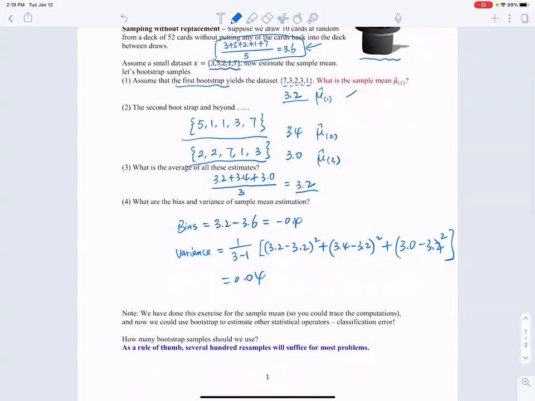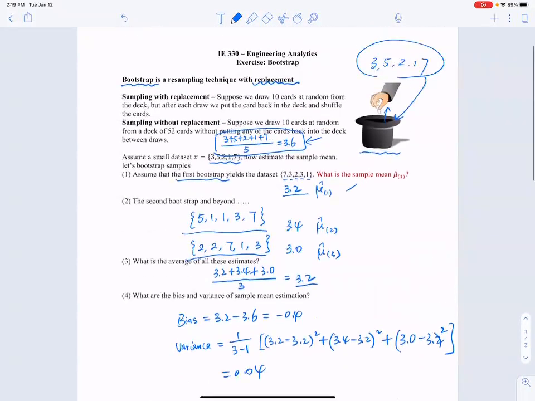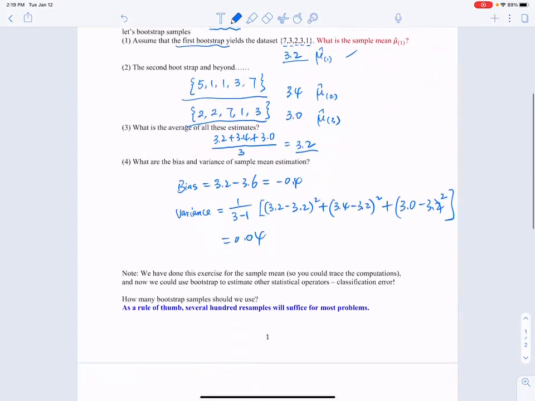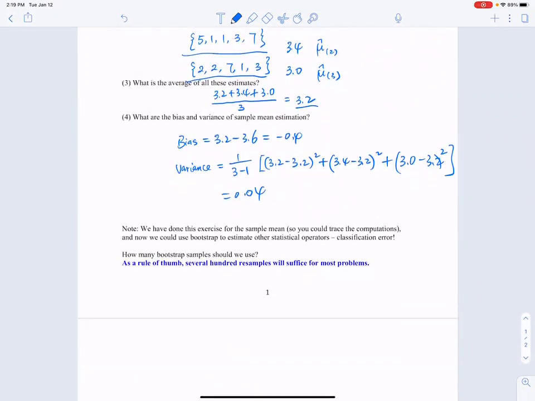So this example gives us an idea how to bootstrap from a data set. From this data set, how to bootstrap: it is with replacement, and then based on the bootstrap samples, how do we do the estimation, what is the bias of the estimation, and what is the variance of the estimation. So we have done this exercise for the sample mean so you could trace the computation. We do this because we want to show you how to trace the computation. Now we could use bootstrap to estimate other statistical operators, for example, classification errors.